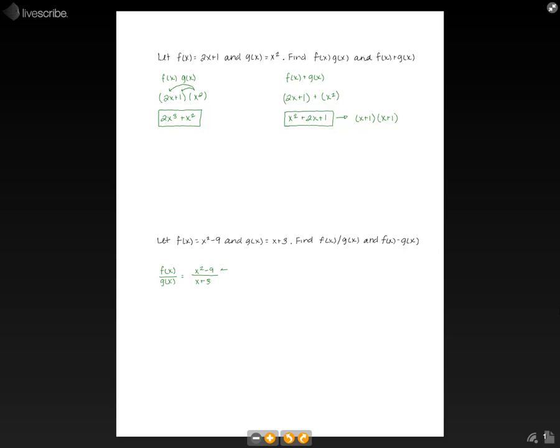We know that this right here is what we call a difference of squares. And we know that it can be factored into (x plus 3)(x minus 3). So now we end up with (x plus 3)(x minus 3) over x plus 3. We can cancel those out, and our answer is just going to be x minus 3.